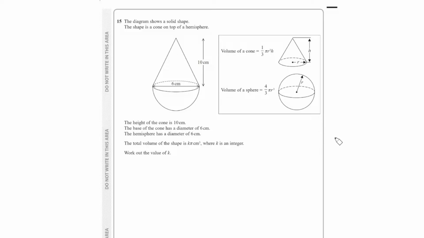Okay, let's have a look. Question 15. Again, cones, spheres, hemispheres seem to come up quite a lot on non-calculator for some reason, but obviously you won't be working out the value of pi. So the diagram shows a solid shape. The shape is a cone on top of a hemisphere.